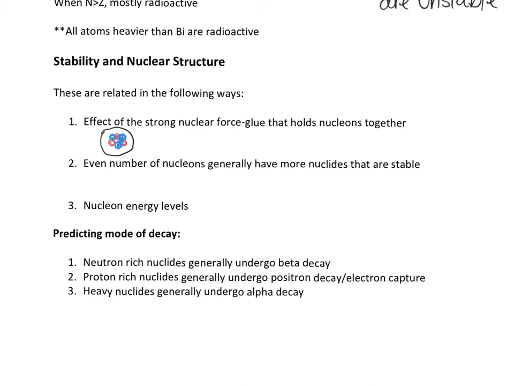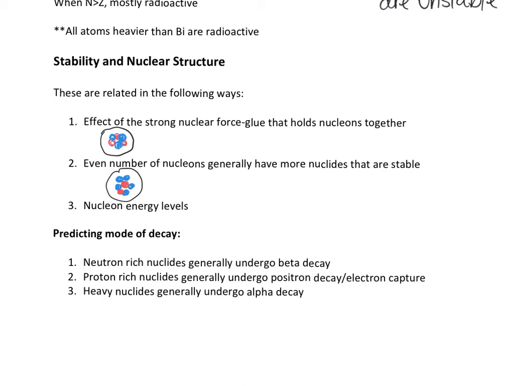Number 2, even number of nucleons generally have more nuclides that are stable. Again, why is that? So think of it, if I had a nucleus and what's holding the protons and neutrons together is the strong nuclear force. But let's say I have a bunch more neutrons than I do protons. Okay, notice there's no proton right between maybe these two that's really holding them together. There's not one between these two that's holding them together. So this is a less stable nucleus because there's not an even number of protons and neutrons to really balance and create a strong force that's holding the nucleus together.